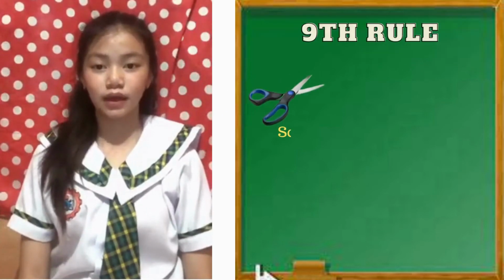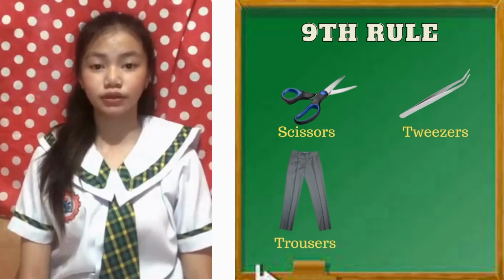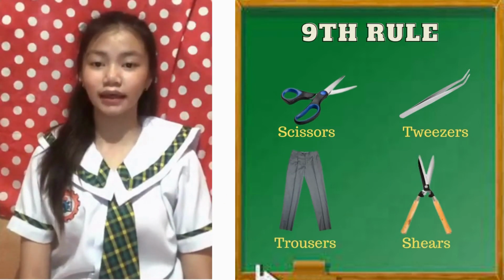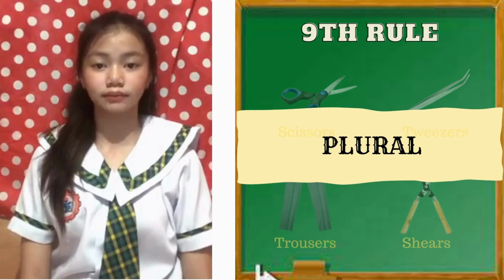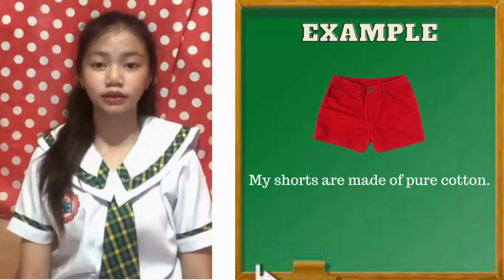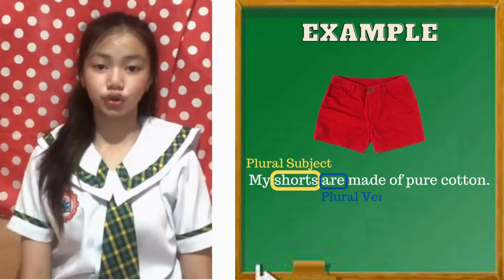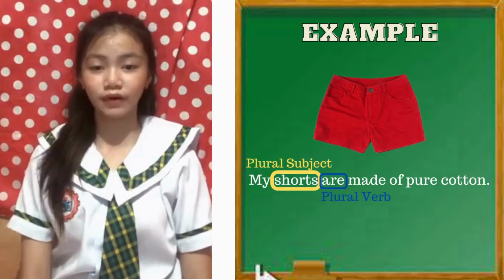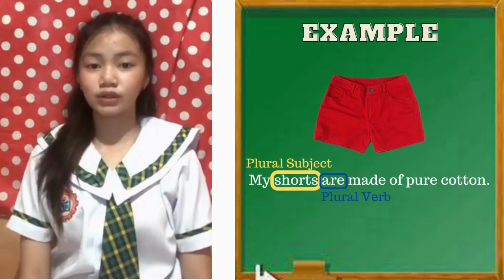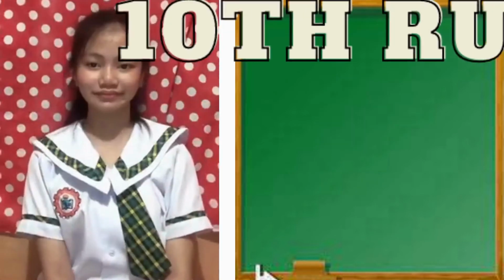Ninth rule: words such as scissors, tweezers, trousers, shears, and alike are always considered plural. Example: my shorts are made of pure cotton. Those things always come in pairs, so you should always use the plural form of the verb when they are used as a subject. In the sentence, shorts, as our subject, matches the plural form of the verb are.